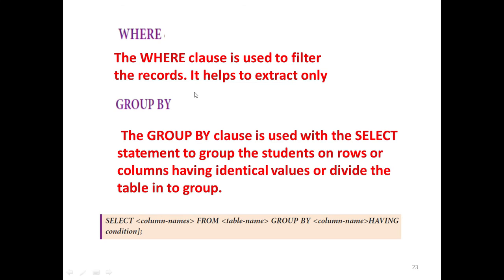And then GROUP BY. The GROUP BY clause is used with the SELECT statement to group the students' rows or columns having identical values, or to divide the table into groups. For example, I classify the marks like this: first range 80 to 90, second range 70 to 80, third range 60 to 50. I specify the command as GROUP BY. So the syntax is SELECT column name FROM table name GROUP BY column name HAVING condition.